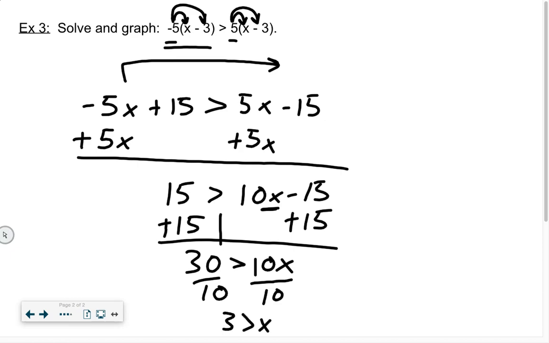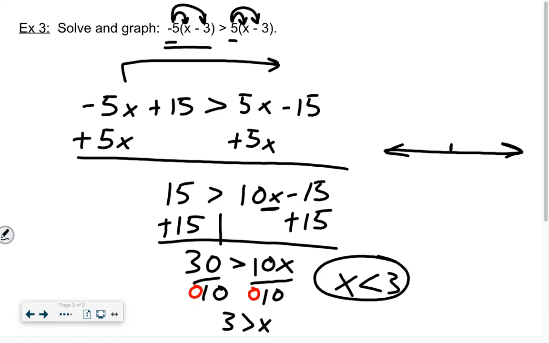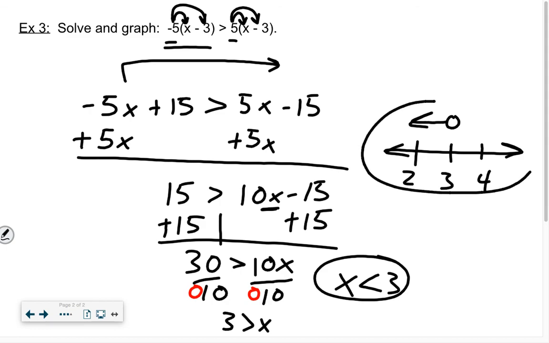Now again, the theme for the lesson is we have to flip the inequality symbol, but notice our value of 10 was positive this time. So if it's positive, just leave it the way it is. If you want to, you could rewrite it the other way. Therefore, it'd be x is less than 3. 3 on the number line, with 4 and 2. Open circle, and again going to the left.